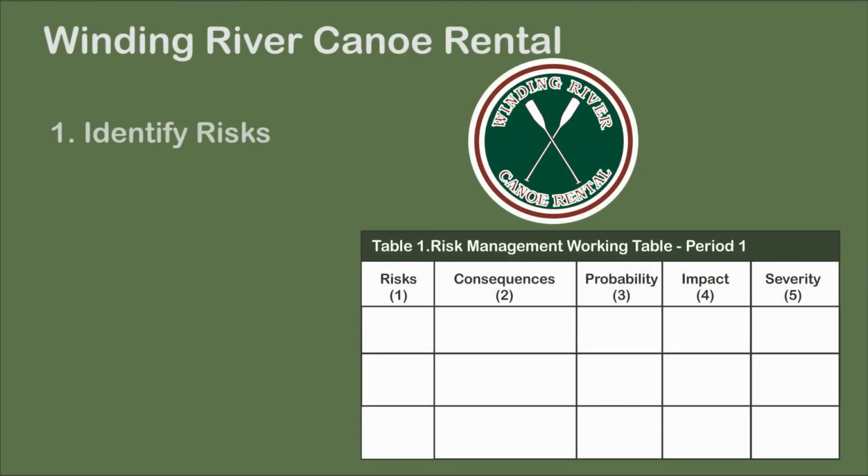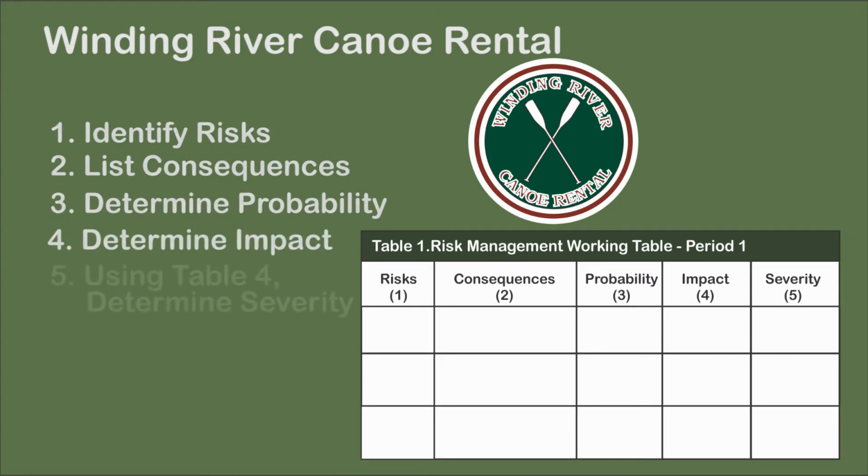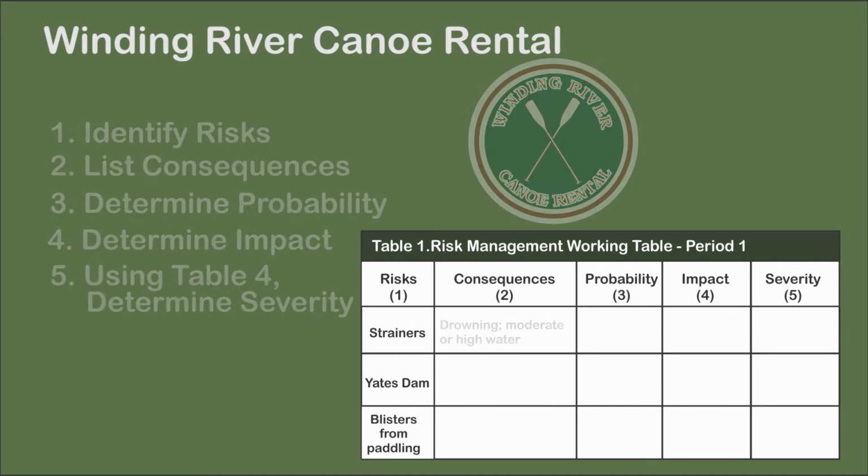Using Winding River's Canoe Rental as an example, and returning to Table 1, 3 risks of many and their consequences were identified. The first is the numerous strainers strewn along the river. Second is Yates Dam. Third are blisters on the hand resulting from paddling.